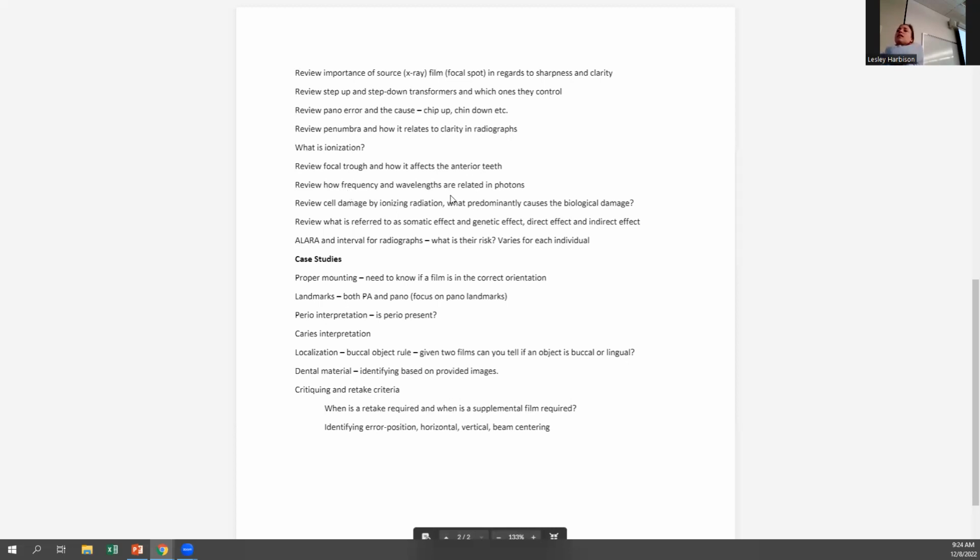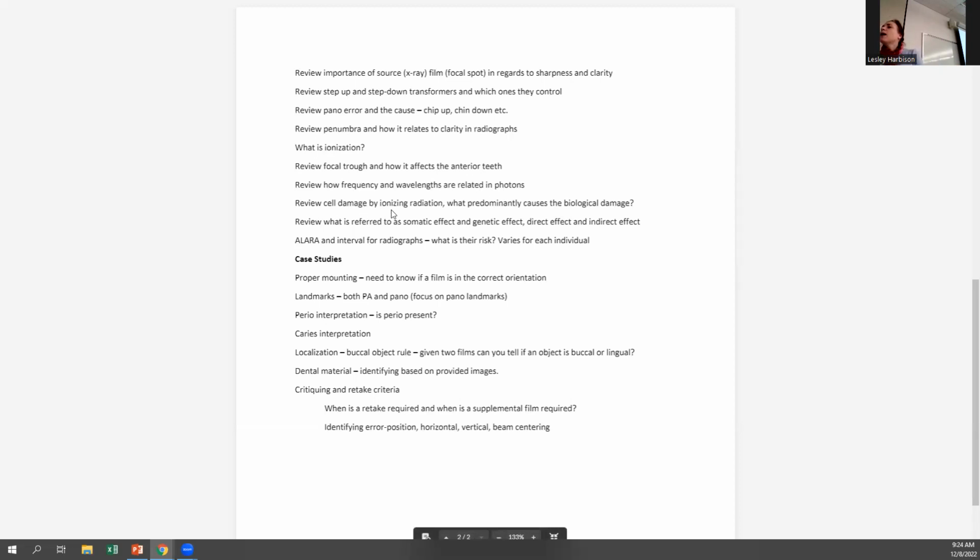Review how frequency and wavelengths are related to photons. So the higher the frequency and the shorter the wavelength, the more powerful the X-ray photon is. Just make a squiggly line, and when your little humps are really close together, that's a higher frequency, and the distance between the peaks is closer together, that's shorter wavelength, and that creates a stronger X-ray photon. If it's long and lazy, it's a weaker X-ray photon.